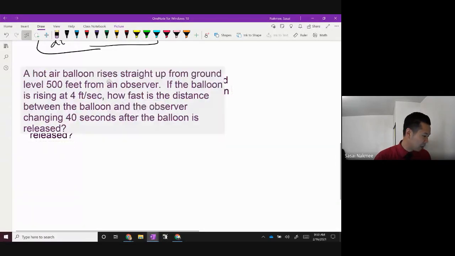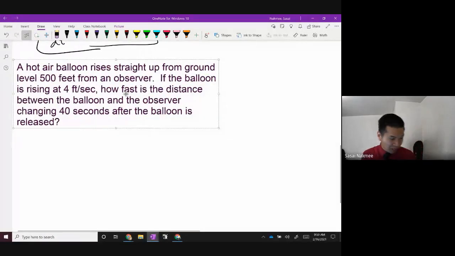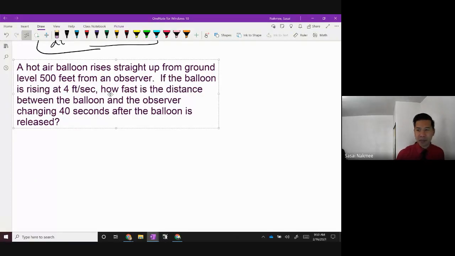So here we go. A hot air balloon rises straight up from the ground, from ground level, 500 feet from an observer, right? If the balloon is rising at 4 feet per second, how fast is the distance between the balloon and the observer changing 40 seconds after the balloon is released?